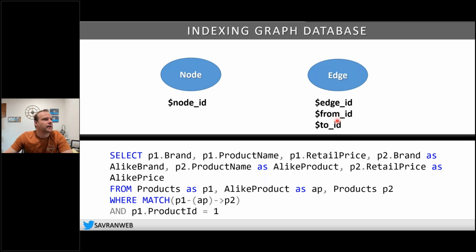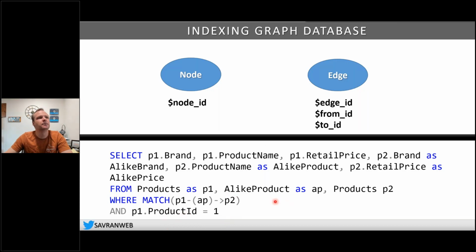So let's look at this example here. What I'm going to show you first is that I have absolutely no indexes. So I'm guessing the only indexes I have here are on the node ID and edge ID. I'm trying to find all the products, like the Kindle Fire 7.